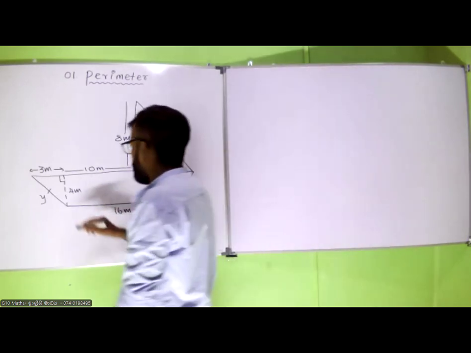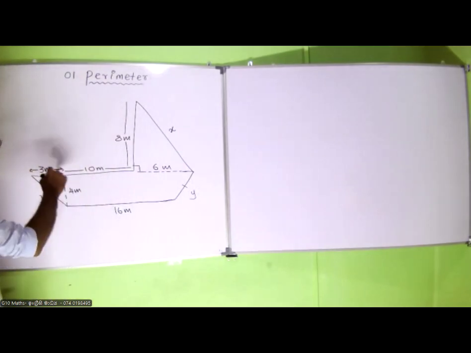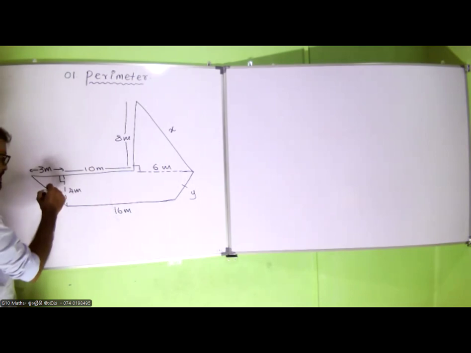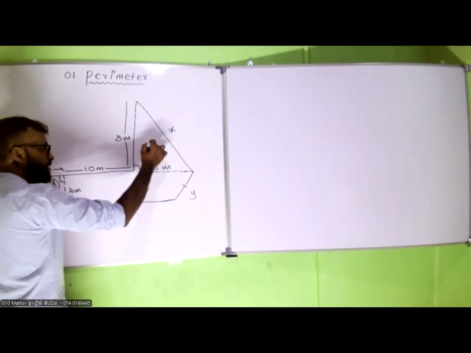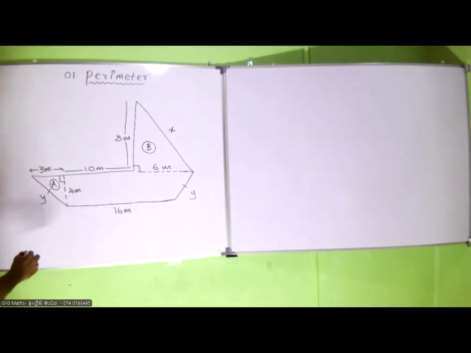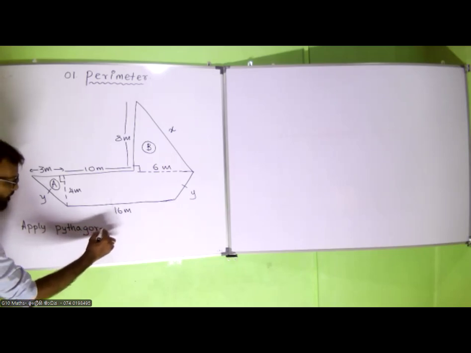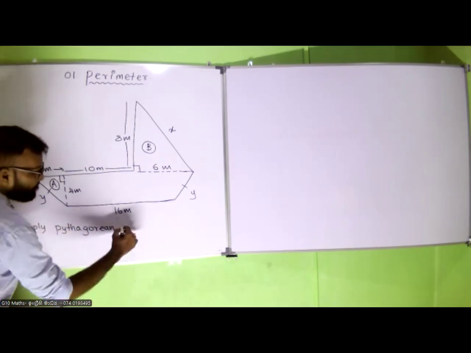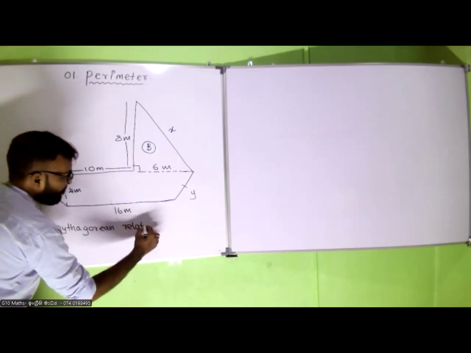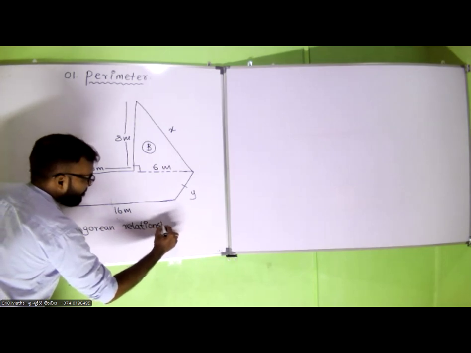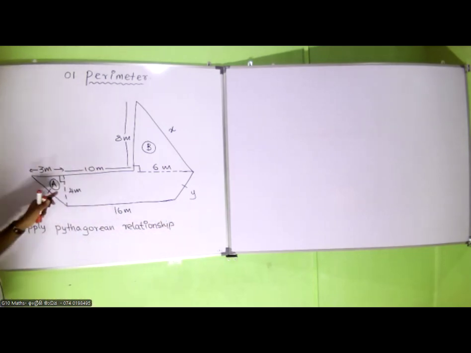This one is very easy, so I am going to apply the Pythagorean relationship for this triangle. I will say this is my right angle triangle A, and this is my right angle triangle B. So I am going to apply the Pythagorean relationship for A.